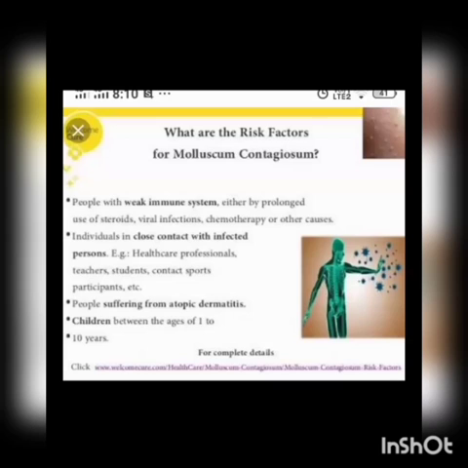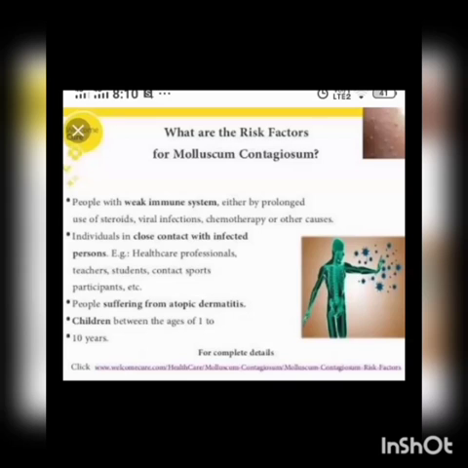Next, people suffering from atopic dermatitis. Dermatitis means inflammation of the dermis. We will study this later; just understand that dermatitis can predispose to molluscum contagiosum. Then children between the ages of 1 to 10 years are at risk of this viral infection. It doesn't mean that adults are not infected, but the chance is less.